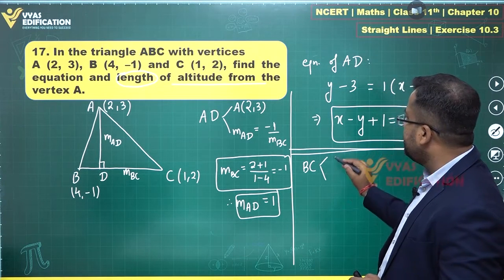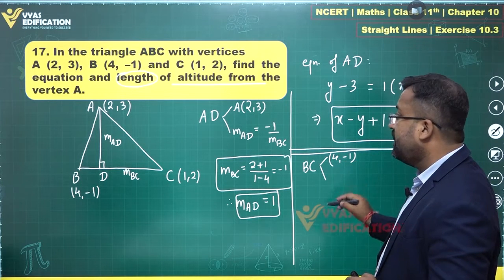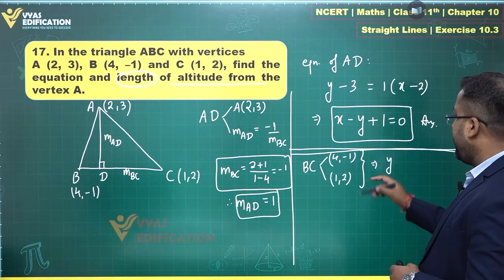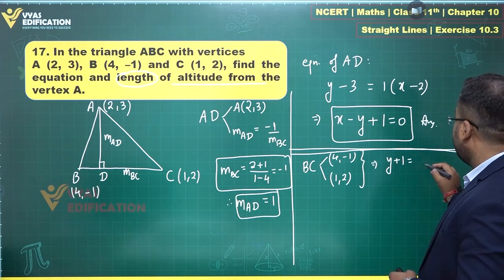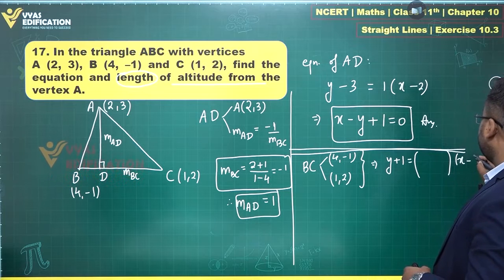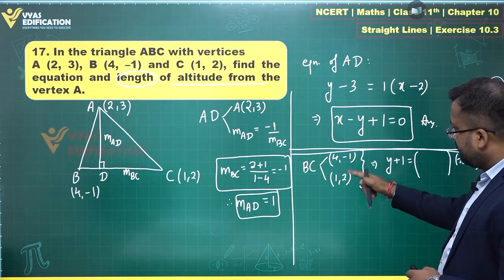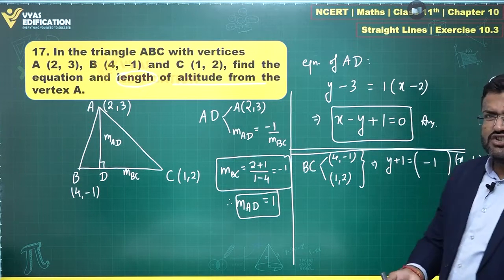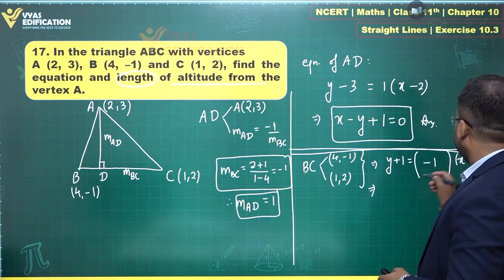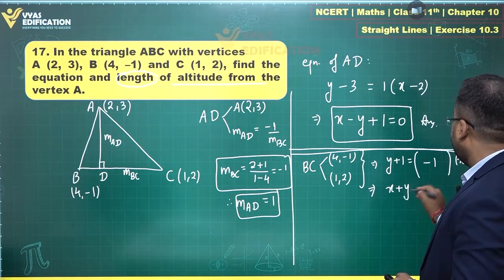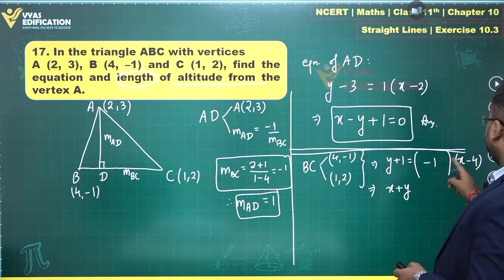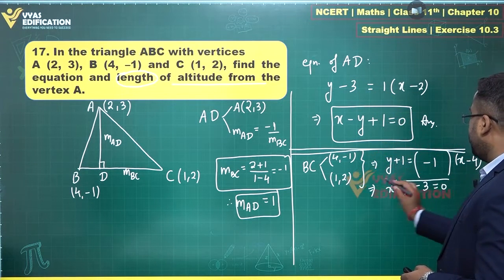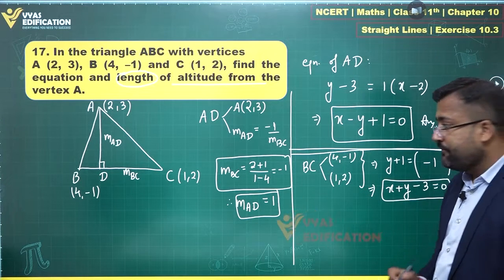So for writing the equation of BC, you need 2 points, which are 4, -1, 1, 2. Let's use these 2 points to write the equation. Y plus 1 will be equal to something times x minus 4. This is what we have. And this will be 2 plus 1 upon 1 minus 4, M of BC. We have already found M of BC, right? This is -1. That's the slope. So this becomes x plus y. X comes over here. Y is already there. This becomes 4. And this comes over here, -4. 1 minus 4 is -3.